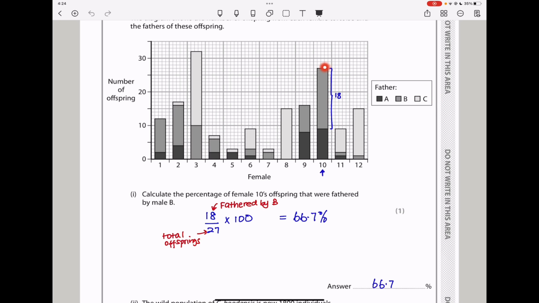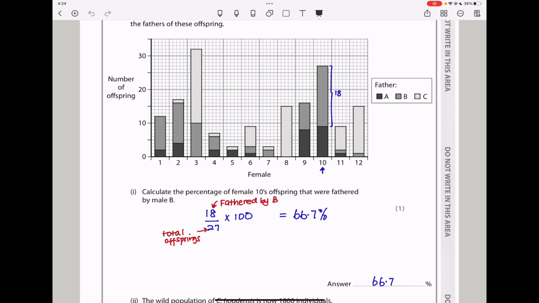This is going to be 18 because when you look at the scale, a tiny box represents one member or 1. So these are 18 boxes. That means it's going to be 18. So the percentage should be 18 divided by the total. The total is 27 times 100, which gives us 66.7%.